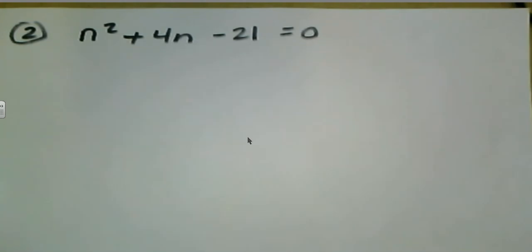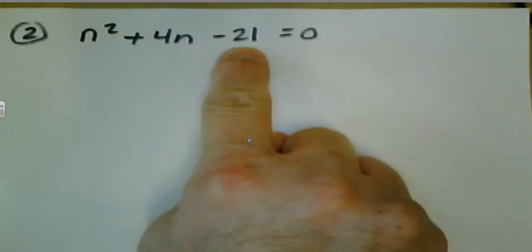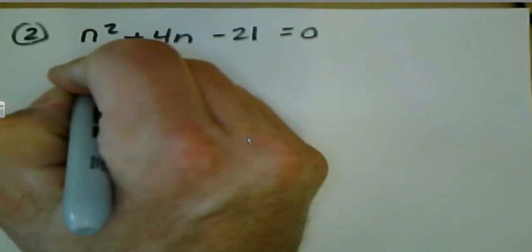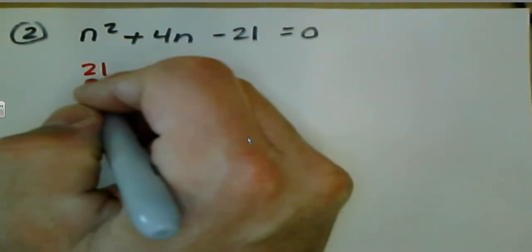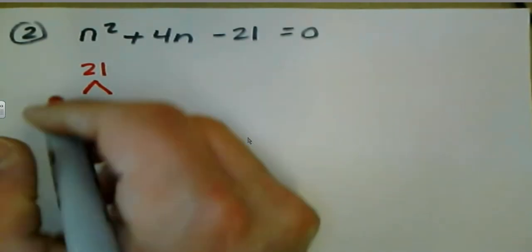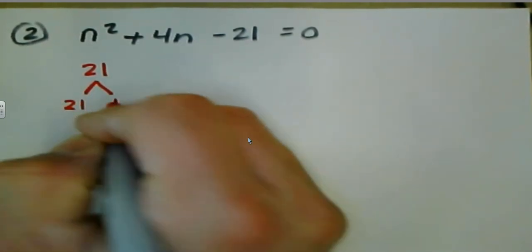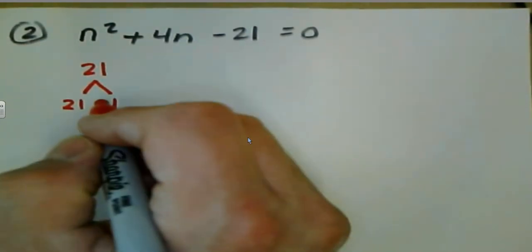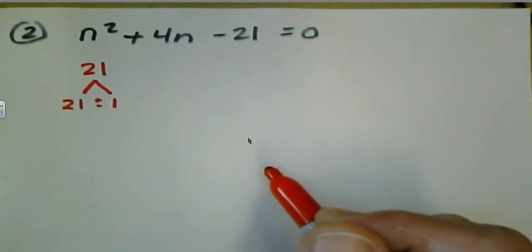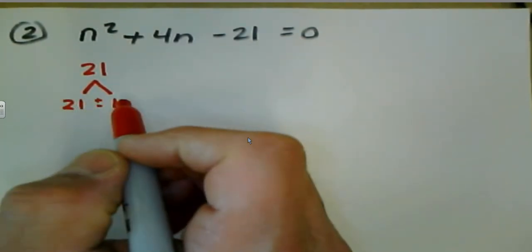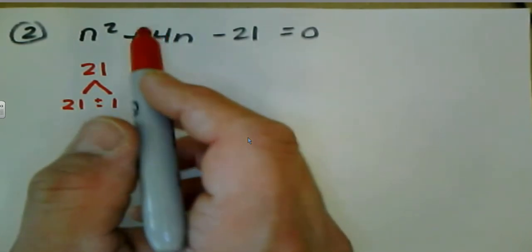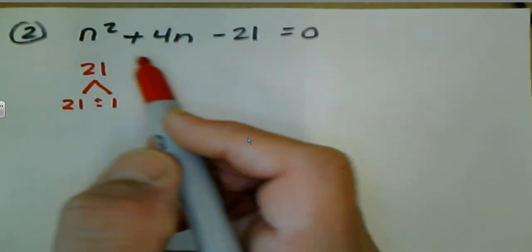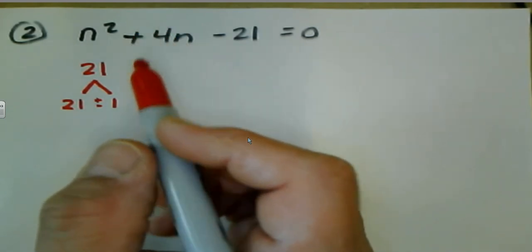So once again, what we're going to do is take this last number. The absolute value of it is fine, 21. We're going to factor that. The first one is 21 times 1 is 21. If we add them or subtract them, 21 plus 1 is 22, 21 minus 1 is 20. That does not give me 4. So we need to go on.